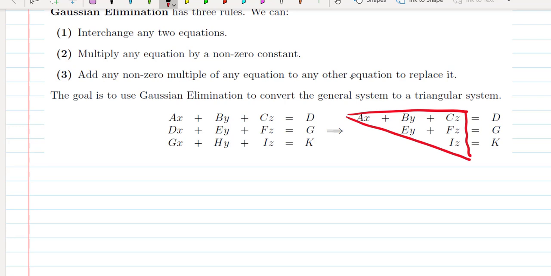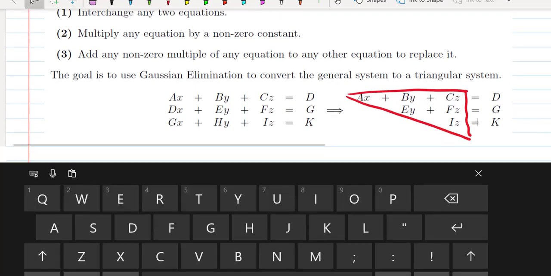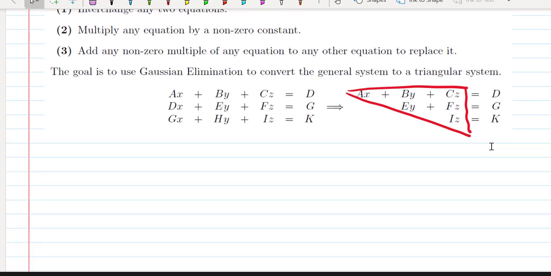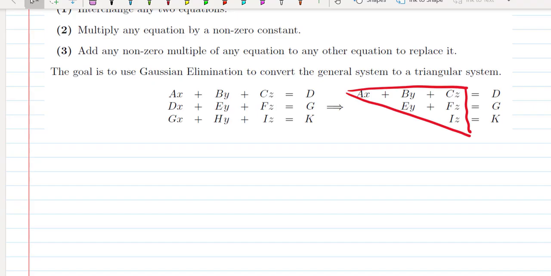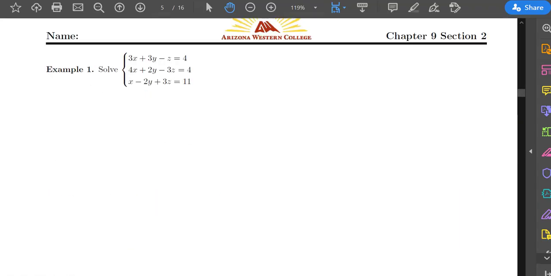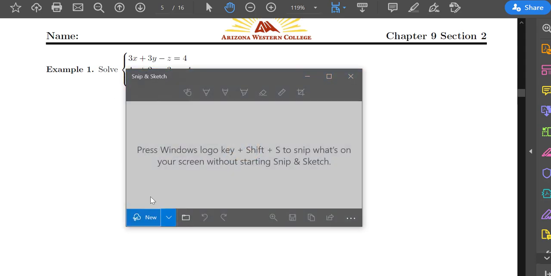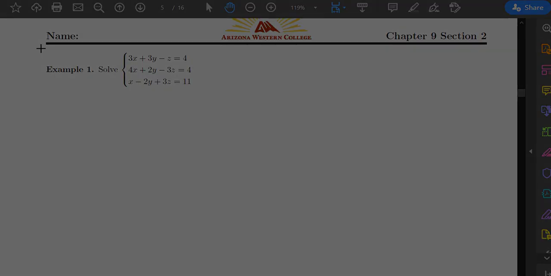So we are going to have to eliminate at most 3 things to do Gaussian elimination. All right, so I know that's not super clear right now, but an example is the best way for us to take a look at this. So let's go ahead and look at example number 1.